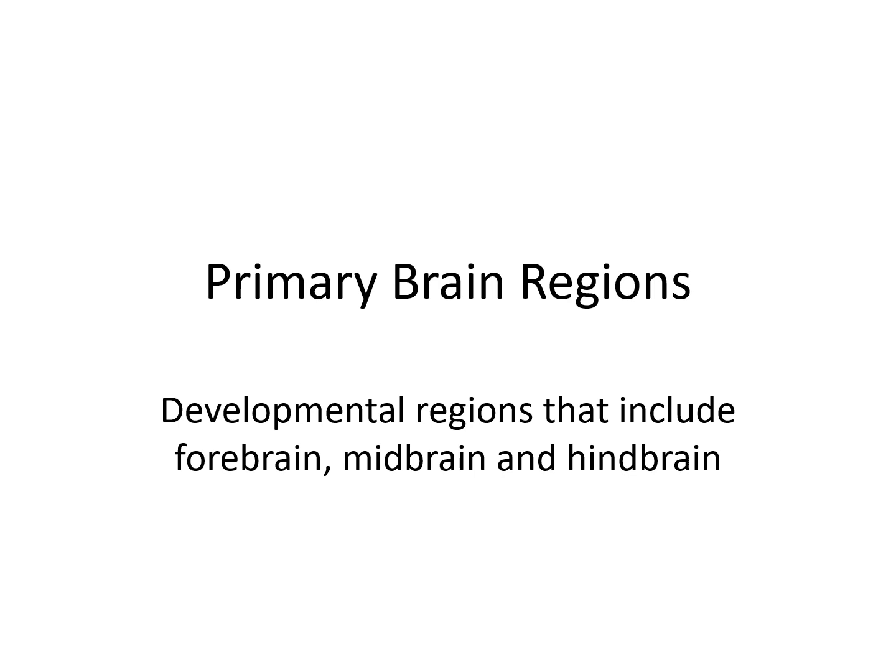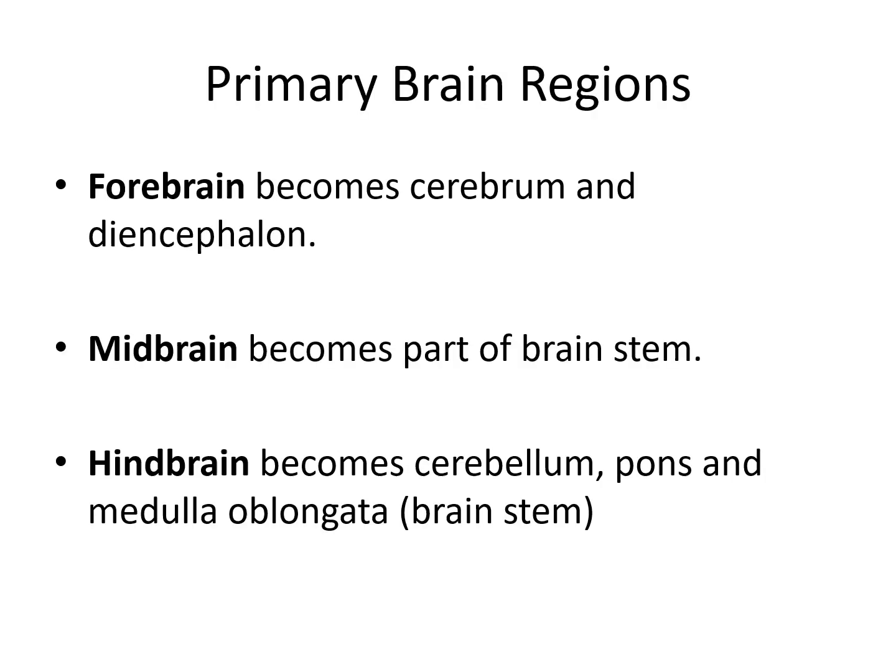We also have what are called primary brain regions. These are developmental regions that include the forebrain, midbrain, and hindbrain that develop into the mature brain. For now, we're just going to mention them, as you might experience these terms in your readings. So the three primary regions are the forebrain, the midbrain, and the hindbrain, and they're named because of their relative location in the brain. So anterior is the forebrain, and this becomes the cerebrum and diencephalon. The midbrain becomes part of the brainstem, and the hindbrain becomes the cerebellum, pons, and medulla oblongata, another part of the brainstem.